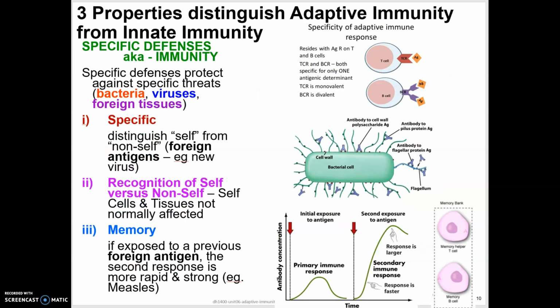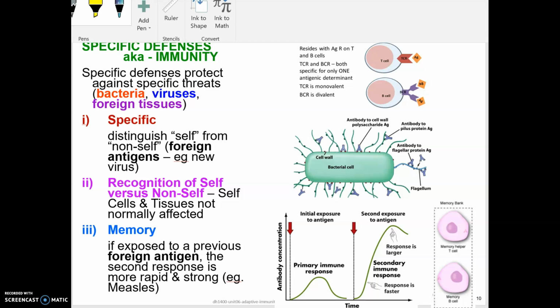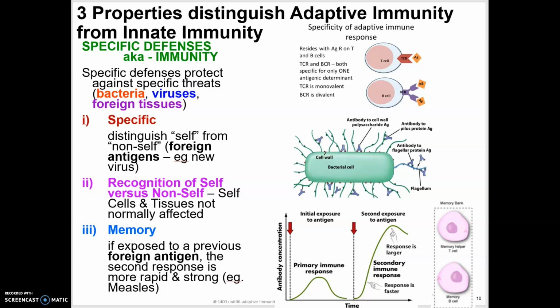Okay, so three properties of the adaptive immune system that separate it from the innate immune system. What's special about our specific defenses compared to the ones that we're born with? Okay, and three major things that we have in our specific immune system is the fact that it is specific. And that's where it gets its name.